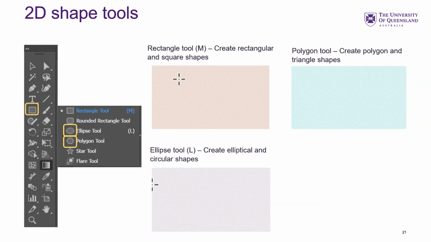So the Shift key gives you perfect squares and circles. The Alt key allows you to create from the center instead of from side to side, and you can use them both together.